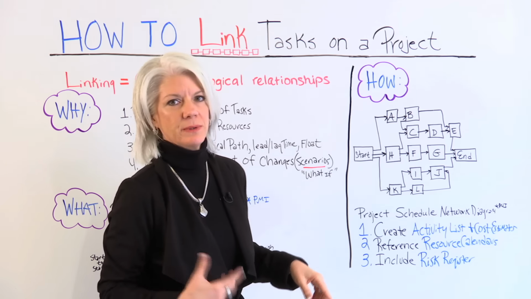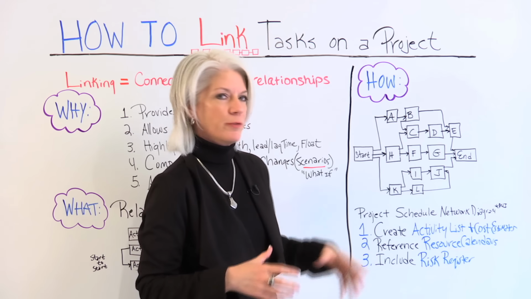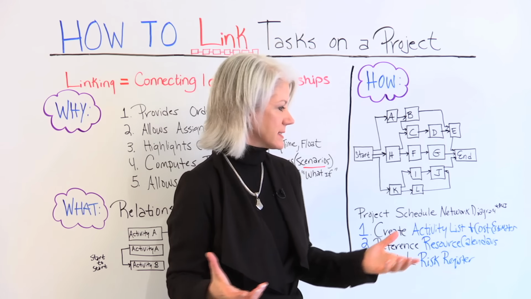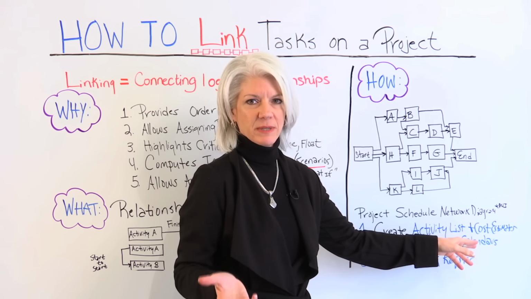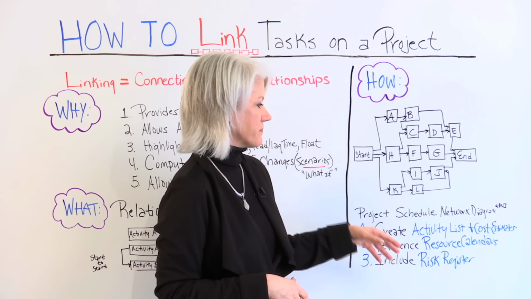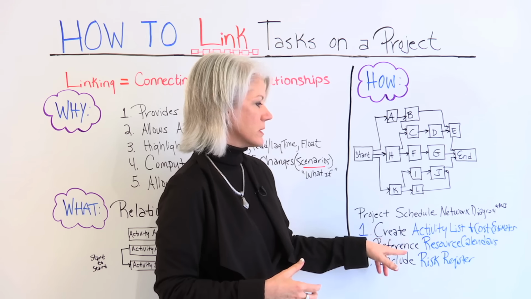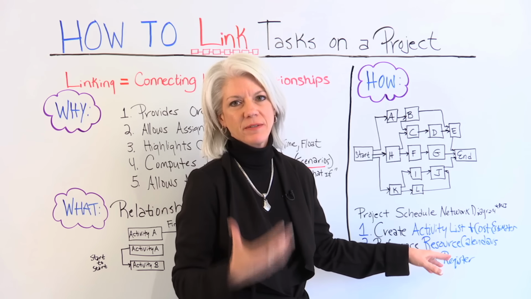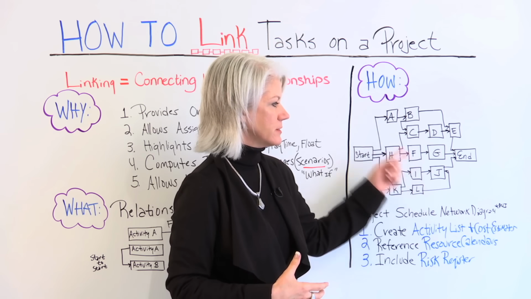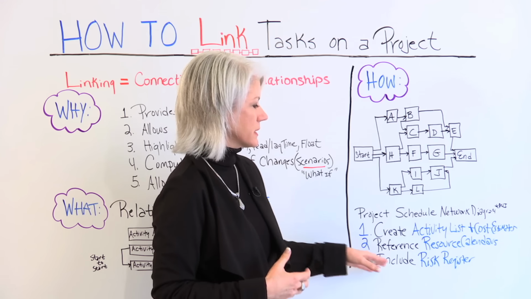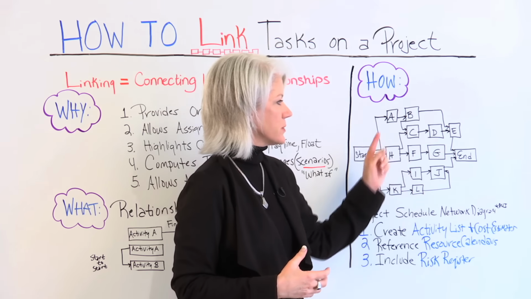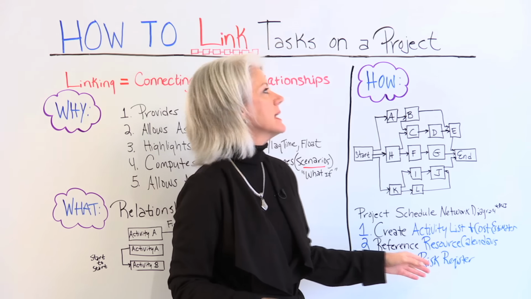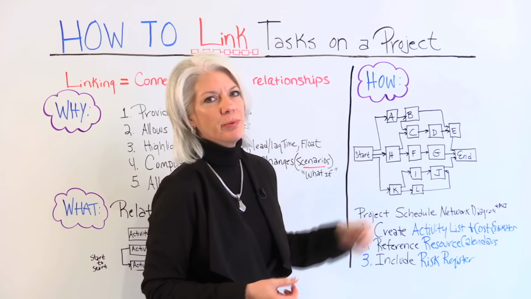So in order to link your project, what do we do? Well, first of all, we've got to create our activity list. That includes our tasks and the cost estimates for those activities. So we take that, and then we also reference our resources and their resource calendars to see who's available and who's skilled to do those tasks. You also include the risk register, so you look at different scenarios of what would happen or what might be a potential risk, and that's how you link your project.